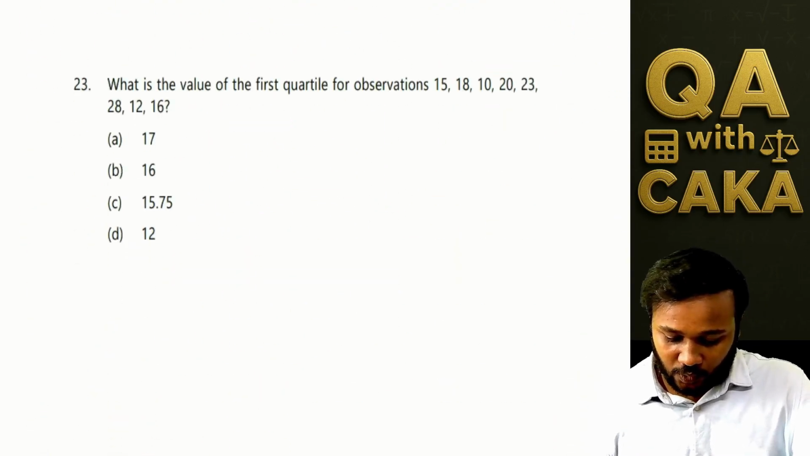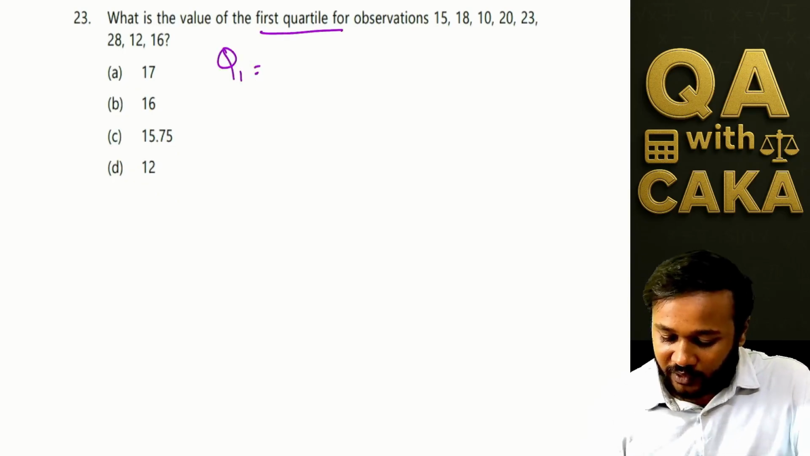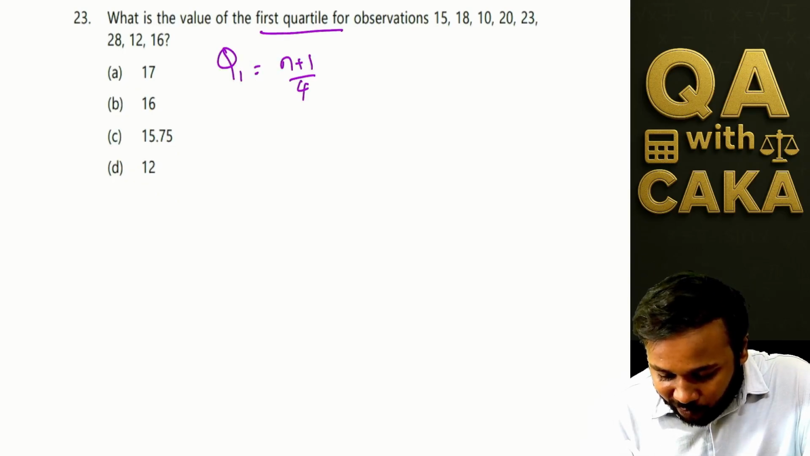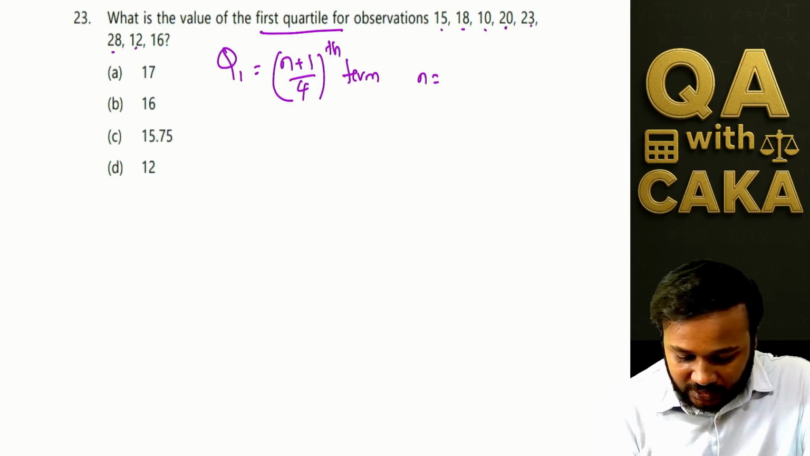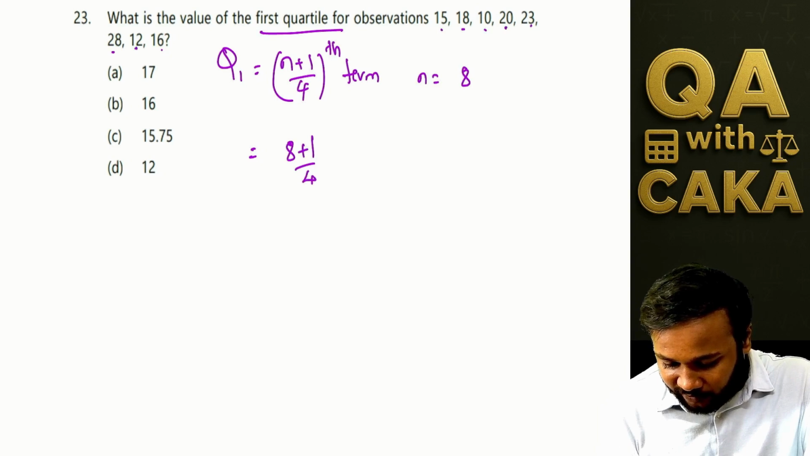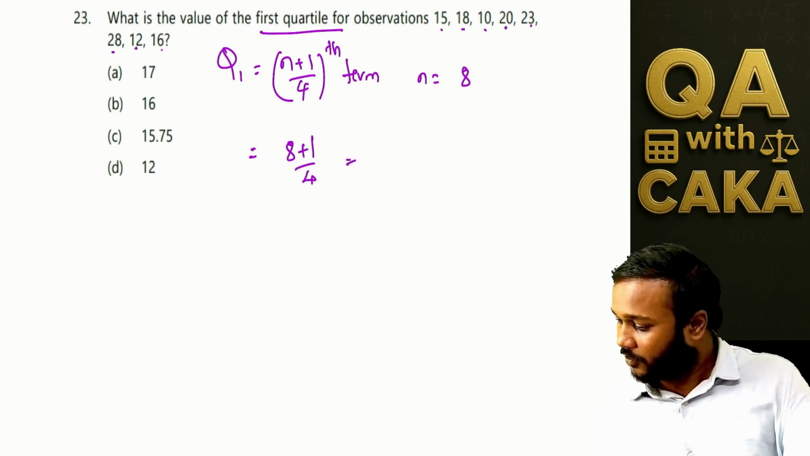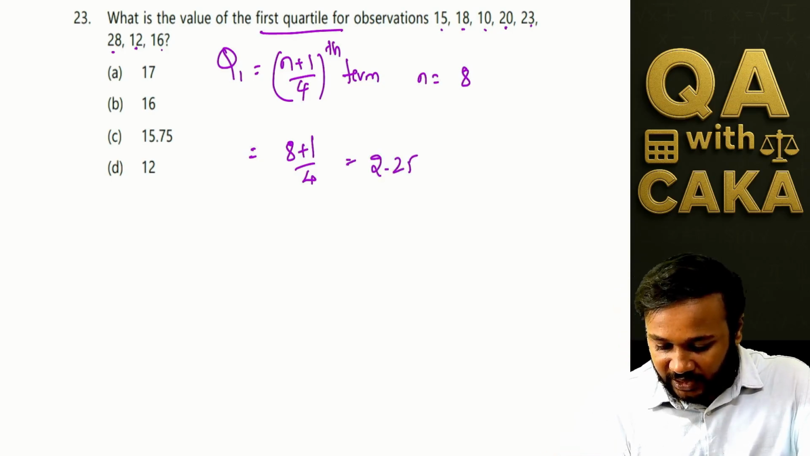Now, 23rd question. What is the value of the first quartile? So they're asking for Q1. What is the formula of Q1? N plus 1 by fourth term. So first, what did you find out? N. 1, 2, 3, 4, 5, 6, 7, 8. So N is equal to 8. It will be 8 plus 1 by 4, which is nothing but 9 by 4, which is 2.25. So straight away take 18.